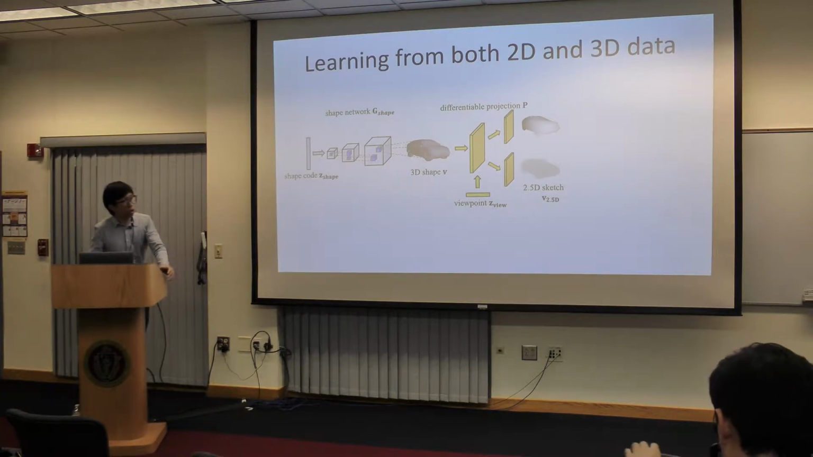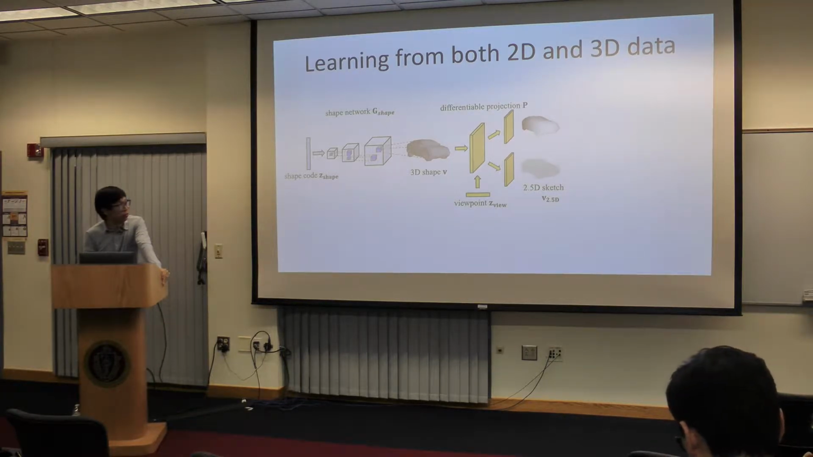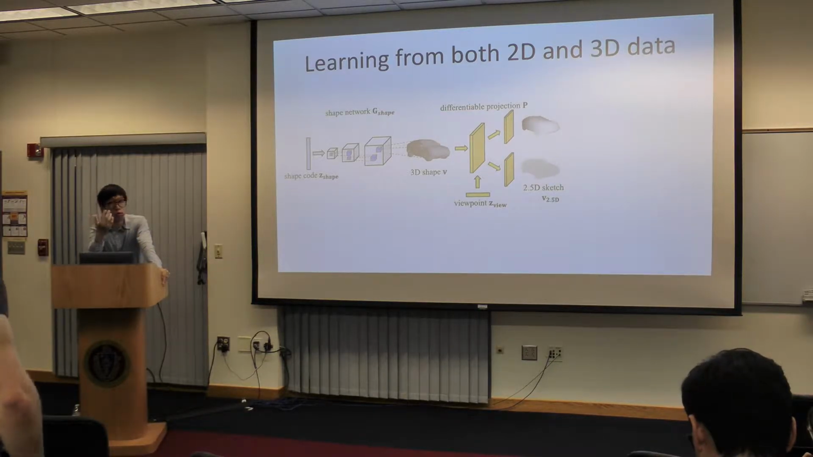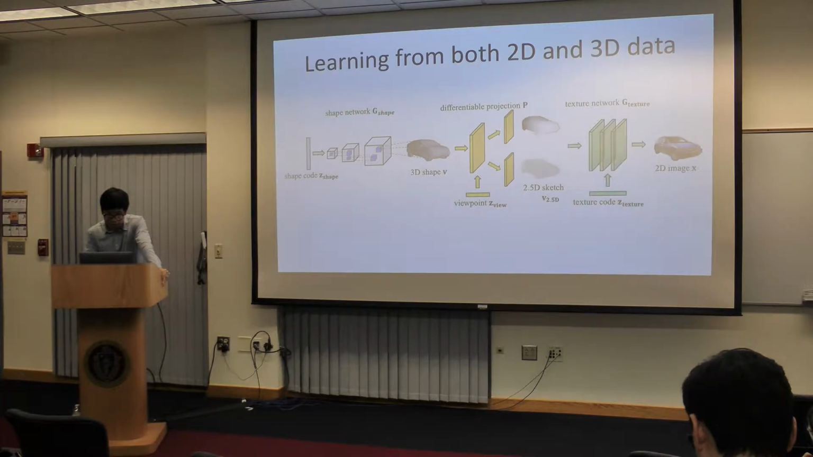Note that this projection module is a little bit hard to implement. We try to make sure everything is differentiable, so later you can get the gradients from 2.5D to 3D. Later, based on this 2.5D sketch, we sample a texture code and we add a texture. So the training signal comes from two sources. One is that the generated 3D voxel should look like a real voxel. And here we want the generated image to look like a real image. So we have real images as training data, and we have real voxels as training data.